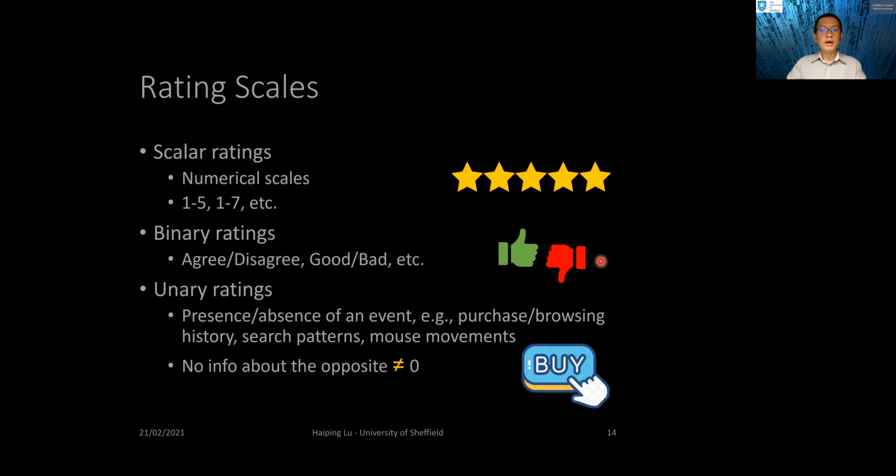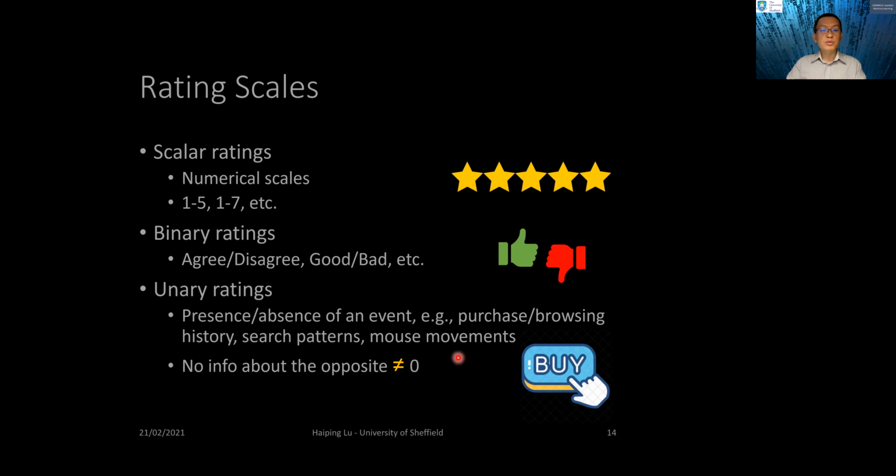There are also unary ratings. They are a little bit similar to the implicit rating, but they are unary because there is some clear explicit action. For example, they look at the presence or absence of an event. For example, you purchased a product on Amazon, or you browsed a video, or you searched some queries, or your mouse movement. So it can all be kind of unary ratings.